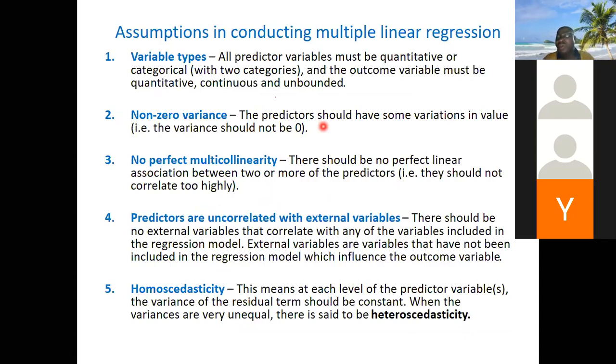I may even mention some of them here. The variable type: all predictor variables must be quantitative or categorical, which I have explained. Then the outcome must be quantitative, continuous, and unbounded. In linear regression, the outcome is continuous or unbounded. Unbounded means it's not something like a percentage. You don't have a boundary; the range of values is not limited.